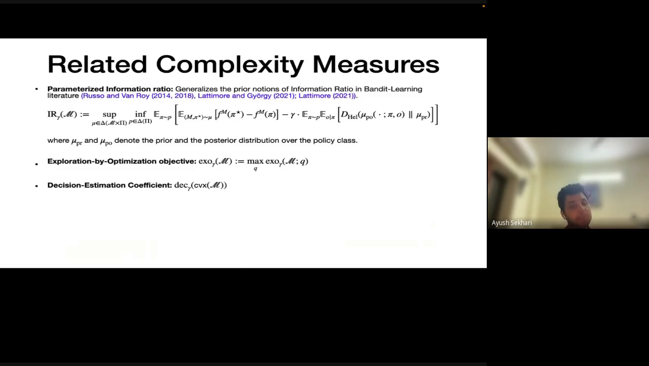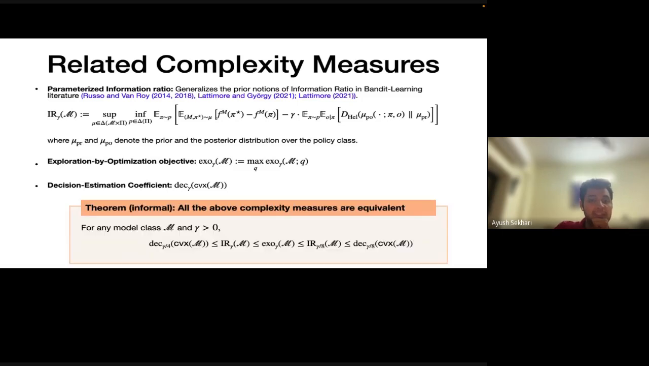So this problem of trying to come up with general measures of complexity for solving decision-making problems or bandit problems is not new. We already have some prior works. And one popular prior work is that of information ratio. So what we show in this work is a new variant of information ratio. It's not a new variant. We look at this notion called parameterized information ratio, which I think was introduced by Lattimore and György in 2021.